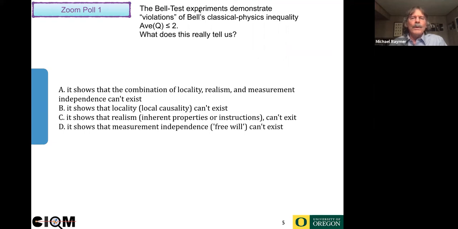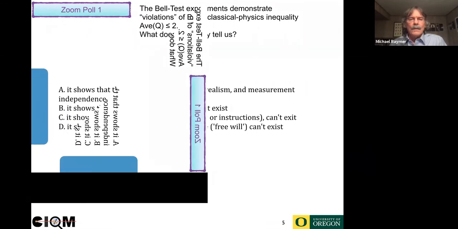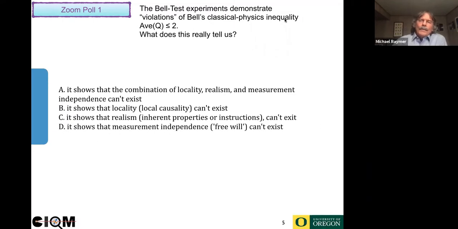But let's do this poll question here. Okay, what does this really tell us? Okay, we have a spread of answers here. That's interesting.